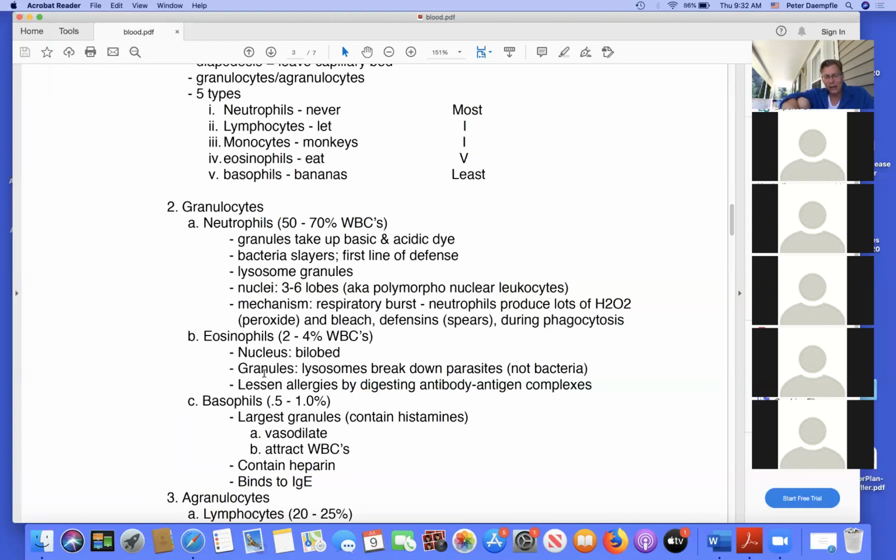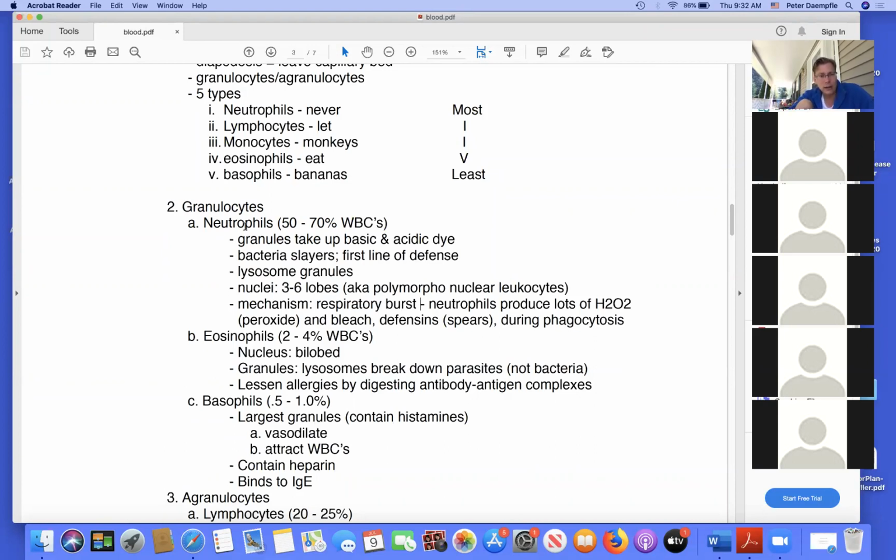But, and I shouldn't joke, there is some truth to the fact that the bleach and the peroxide are what actually fight as a first line of defense, the neutrophils. And weirdly, I put it on every exam. I don't think I put it on this exam. Too political. But I always put it on each exam for the last 20 years because it's interesting. They have their own little bleach units. All right, whatever. Moving on.